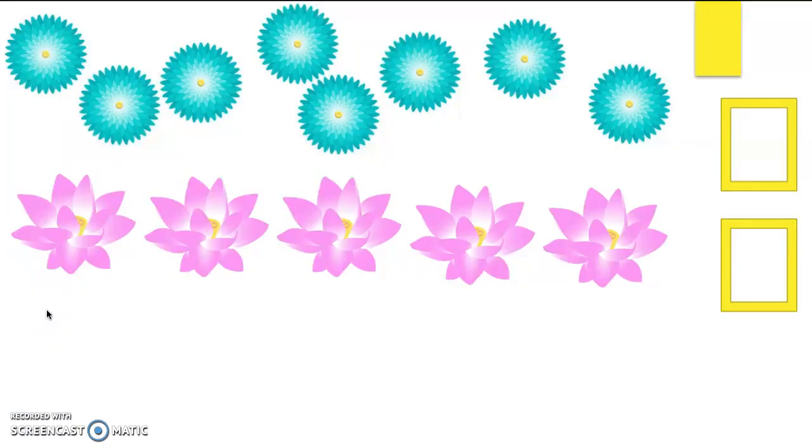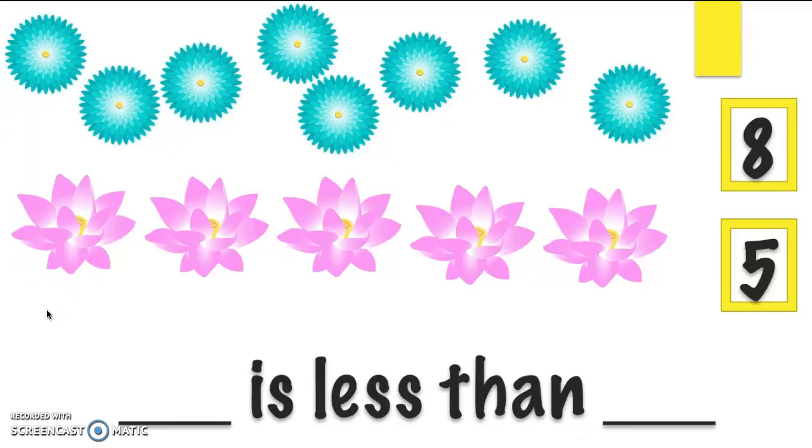Let's go ahead and carefully count the blue flowers. Ready? 1, 2, 3, 4, 5, 6, 7, 8. Perfect. There are 8 blue flowers. And how many purple flowers do we see? 1, 2, 3, 4, 5. Perfect. Now, because I want to make sure that I'm growing more flowers, I want to know how many fewer I have of one. So I want to know how many less.